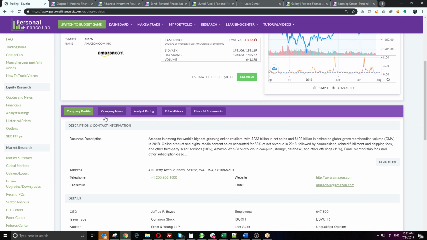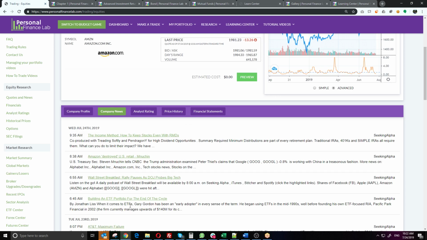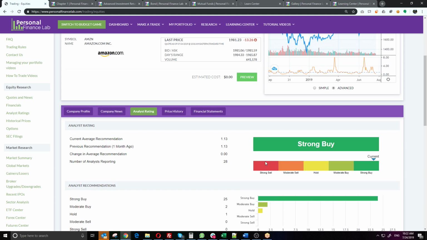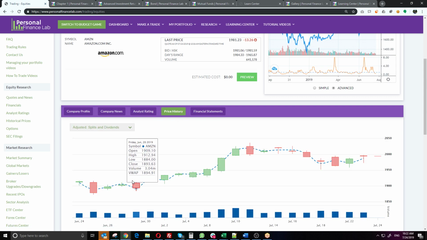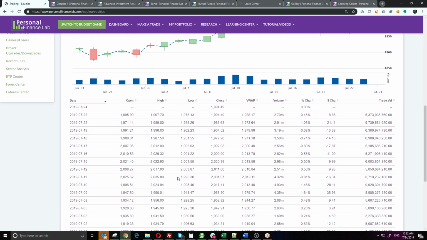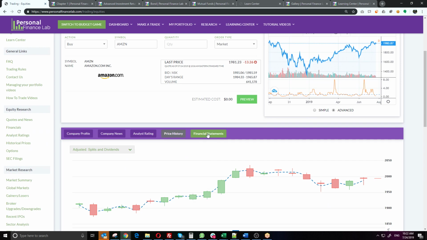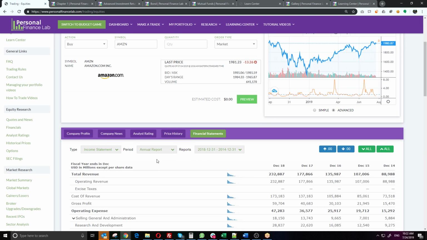Down at the bottom, as soon as they put in that company symbol, we also load up a lot of information about the company. So the company profile, who are they, what do they do, company news, why is the stock price going up and down, so any news stories that mention this stock, analyst ratings, what's Wall Street saying about this stock right now, price history, so they can see how the stock's been moving over time. They can go all the way back to the IPO, and financial statements, so they can find the income statement, balance sheet, cash flow statement going back 5 years, annually or quarterly.